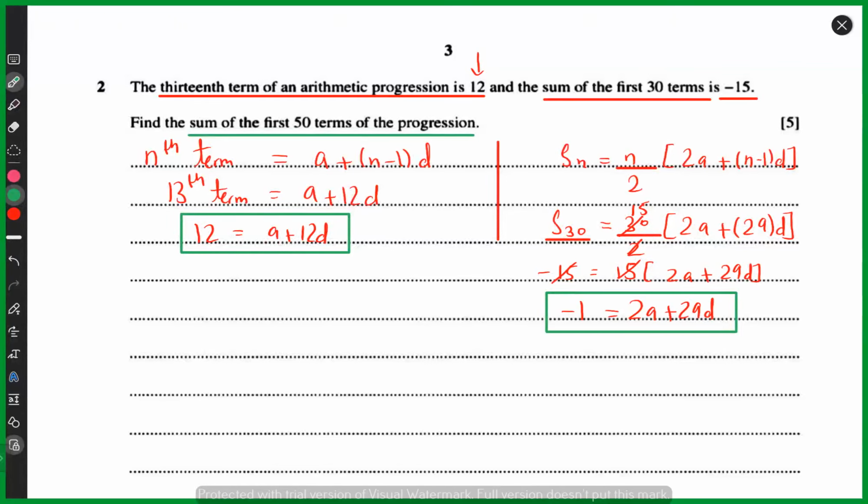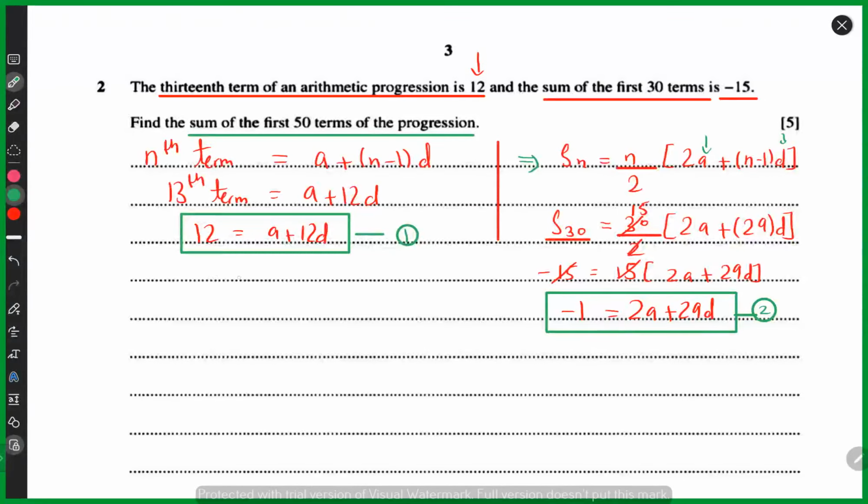What was the question? Now I need to find the sum of first 50 terms. Same formula would be used, but I need A and I need D. And how am I going to find A and D? Using equation 1 and 2. I'll be solving them simultaneously and I would be able to do it. So it seems easy.